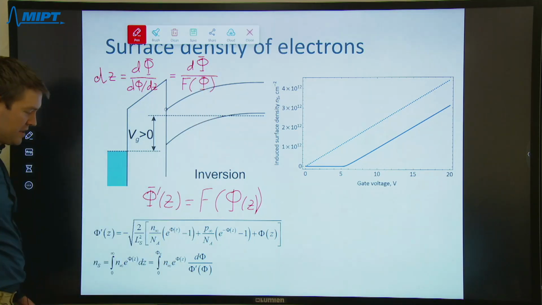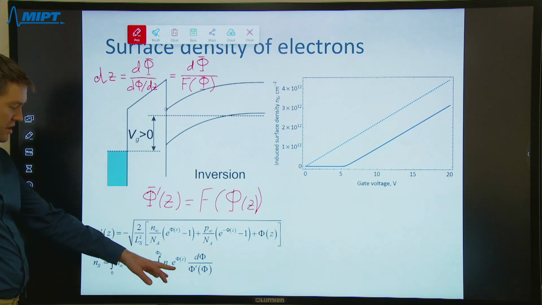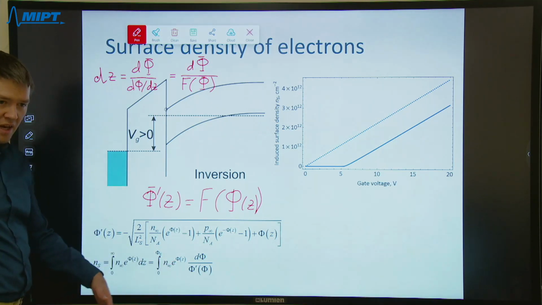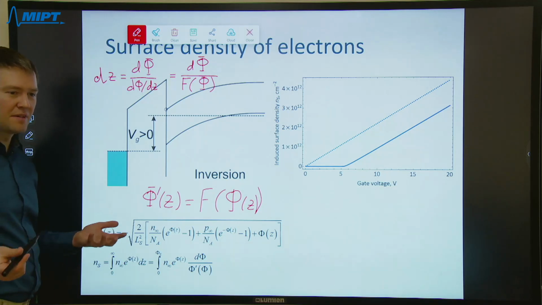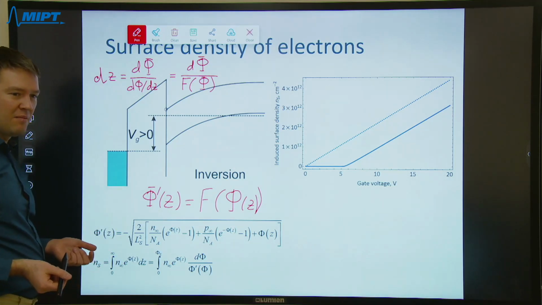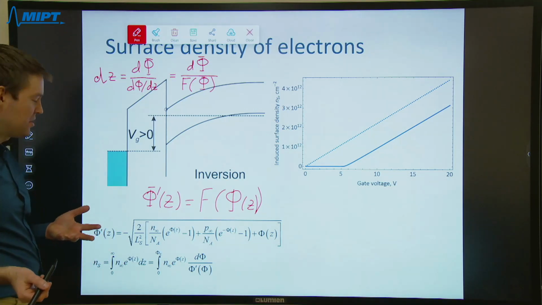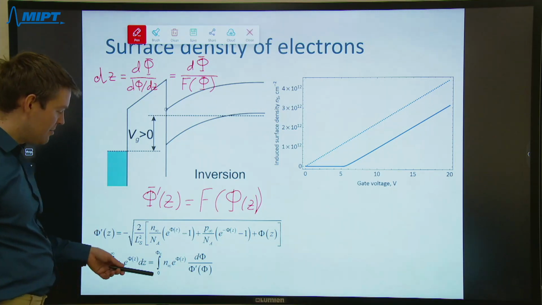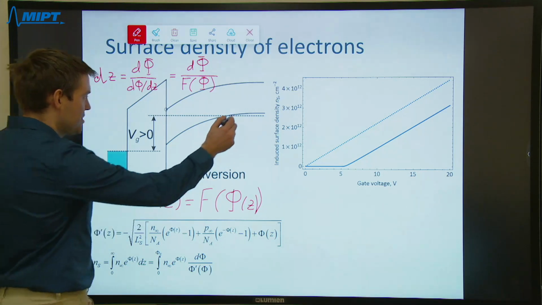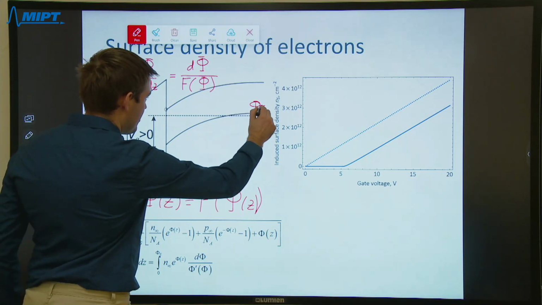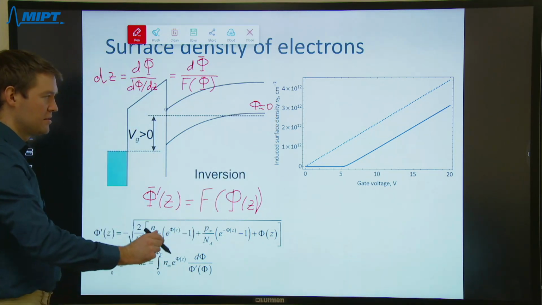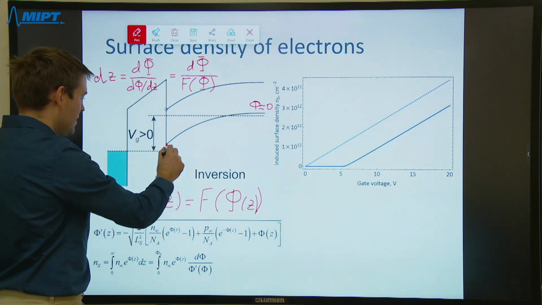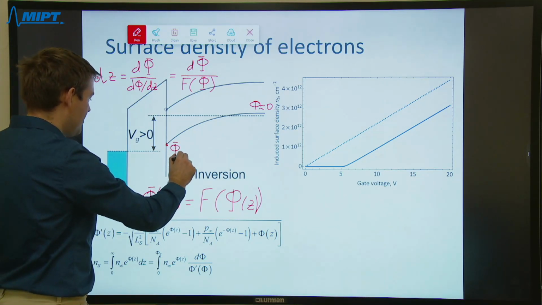And now the expression under the integral sign depends only on the potential. And this is a one-shot integration using any mathematical package that you know. Of course, you should know the limits where the potential changes. But the potential changes from phi approximately equal to 0 at infinity to the potential at the surface, phi s.